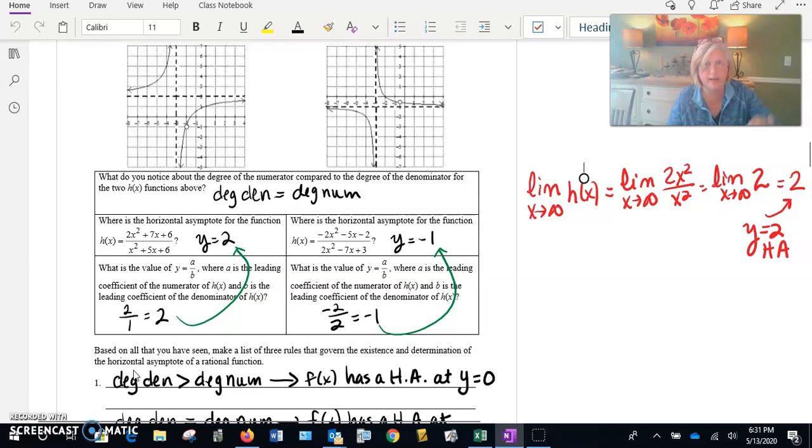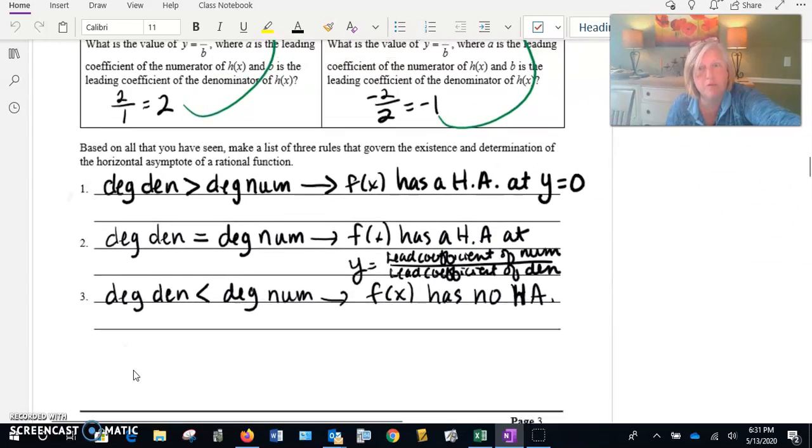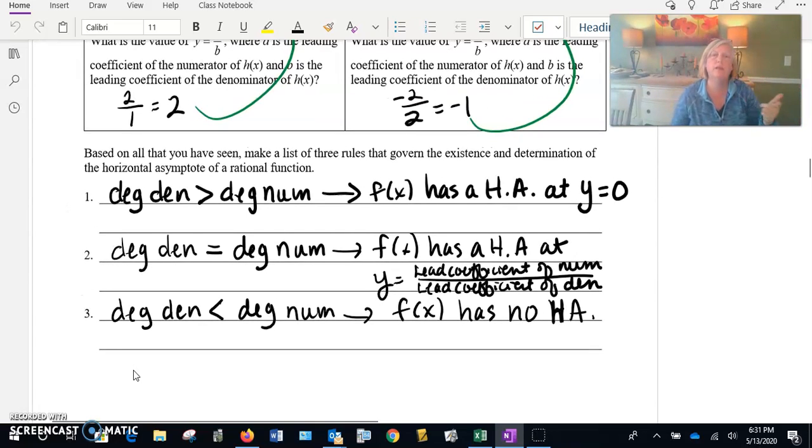So down here at the bottom, we just summarized those three things. I like to put when you have a horizontal asymptote first. So you have a horizontal asymptote in exactly 2 cases: when the degree of your denominator is larger, or when the degree of your denominator is equal to the degree of your numerator. You do want to know what that horizontal asymptote is. It's either 0 when the degree of the denominator is larger, or the ratio of lead coefficients when the degrees are equal. And when the degree of the denominator is smaller, you have no horizontal asymptote.